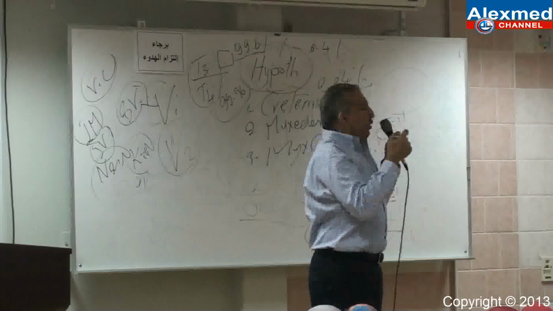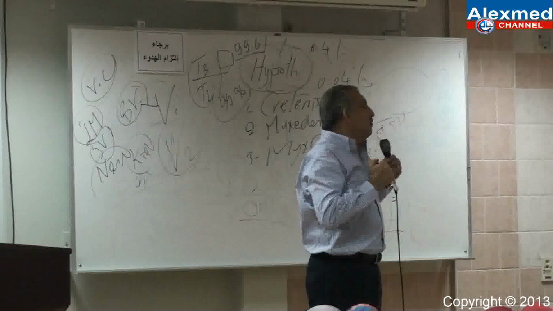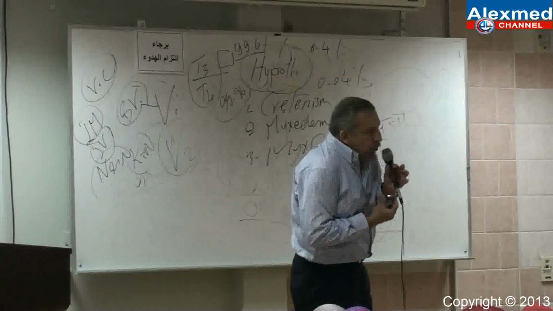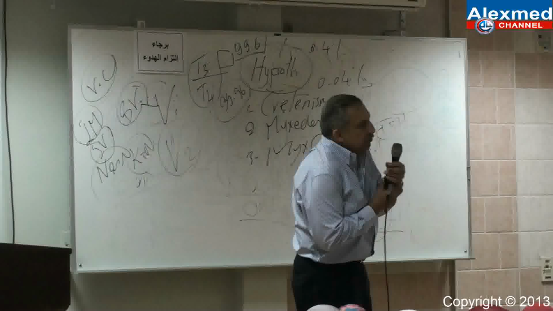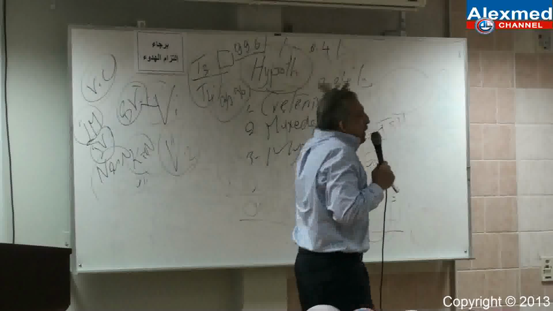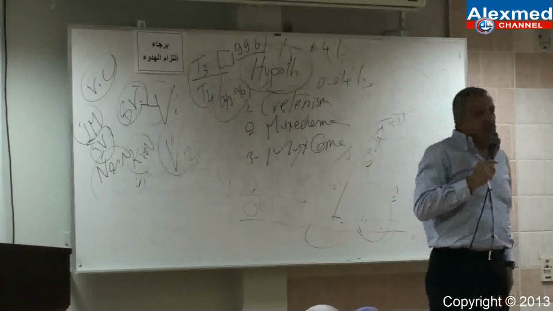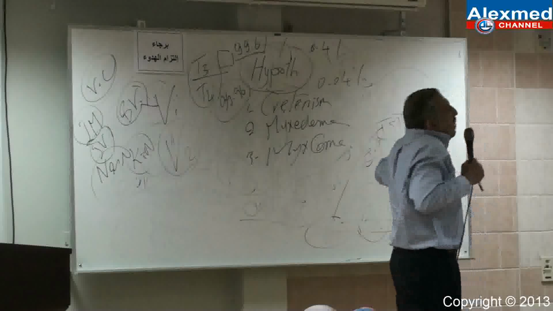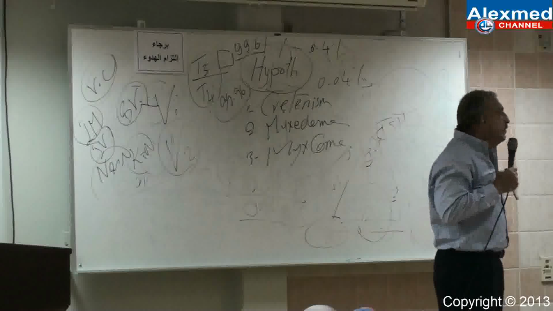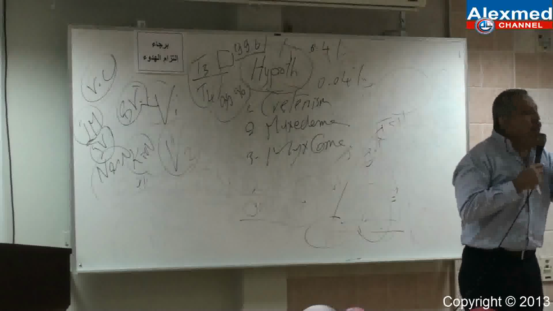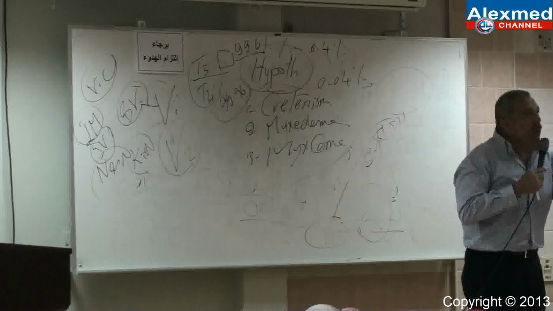What is the importance of this data? Why bother you? Why give all this mathematical information? 99.6, 99.96, what the hell? Right? What can you understand as a physician from this information?